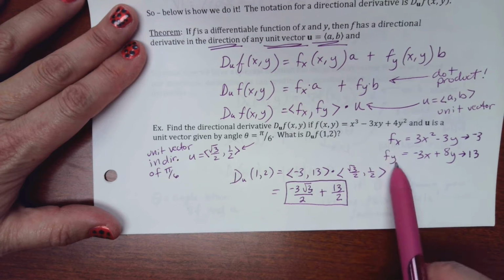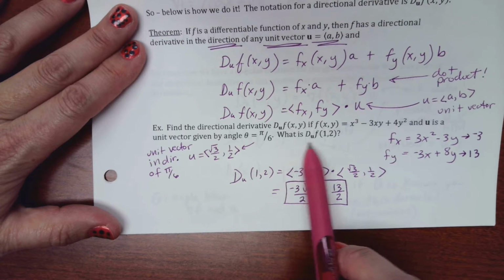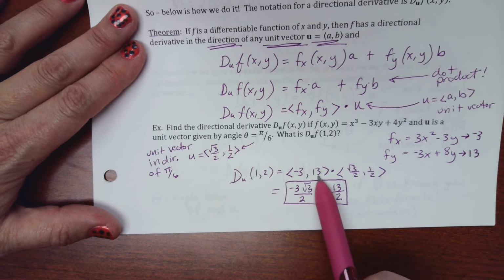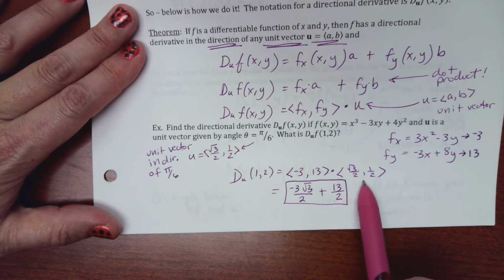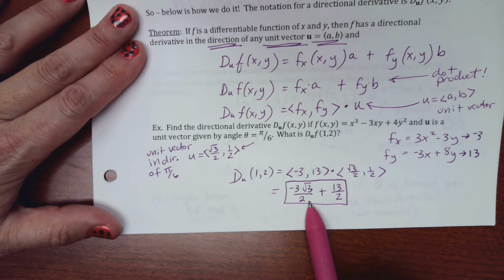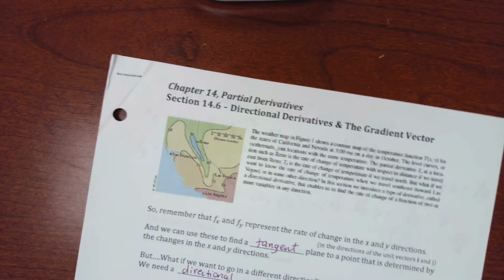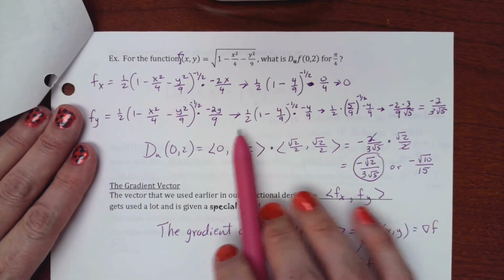And then we had to find our fx and our fy. They told me a point, so I plugged those in and got these numbers. So in the end, it was just those two numbers dotted with my direction vector. And so this became my directional derivative. So this is my velocity in the direction when I'm going in the 30-degree direction. Okay. All right, so then we did another example here.